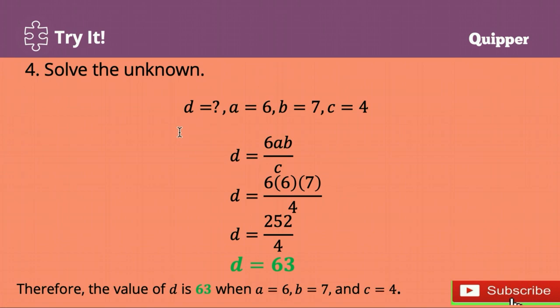We are to find D when A is 6, B is 7, and C is 4. Using the working equation, we have D is equal to 6 times 6 times 7 divided by 4. 6 times 6 is 36. 36 times 7 is 252. Then divided by 4, we have D is equal to 63. Therefore, the value of D is 63 when A is 6, B is 7, and C is 4.